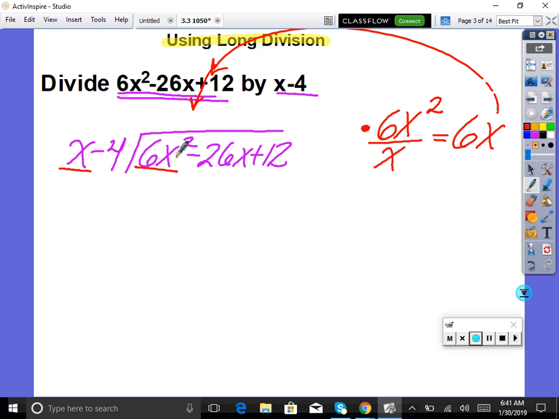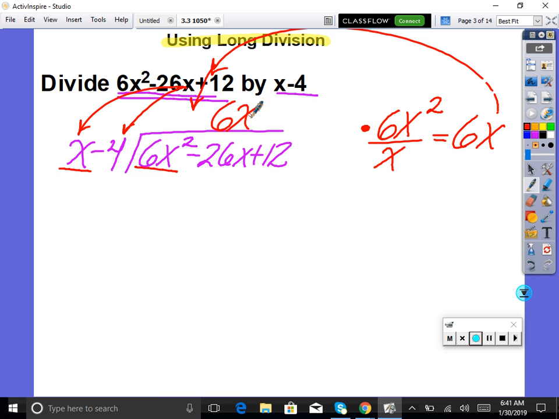I like to line things up. So here's my x squared, here's my x's, here's my constant. So I'm going to write it right here. It's not like life or death if you don't, but it's kind of nice. Okay, so that is part of our answer. And now we're going to take that top thing, that 6x, and distribute it down back into x and negative 4.